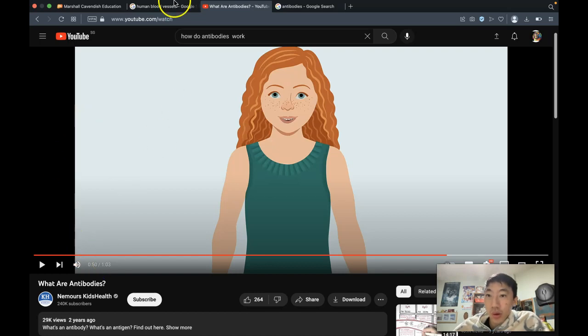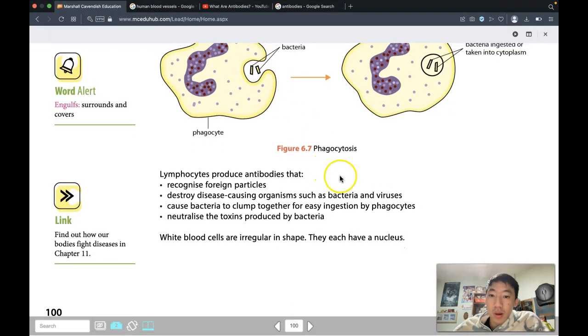Okay, so now let's talk more about the lymphocytes. So yes, as I said, these lymphocytes can recognize foreign particles. They can destroy disease-causing organisms such as bacteria and viruses. How do they do that? They actually cause the bacteria to clump up together because of these lumps of antibodies, and then the phagocytes will come and finish the job. They will do the phagocytosis, ingest the bacteria together. And they also neutralize toxins that can be produced by bacteria.